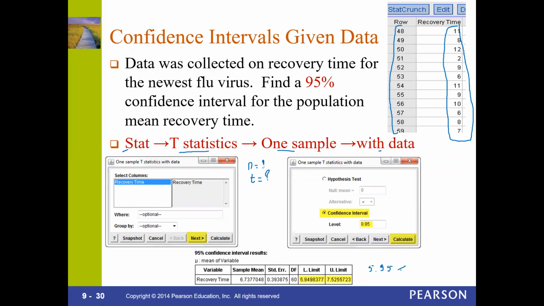5.95 less than mu less than 7.53. That means I'm 95% confident that the true value of the population mean is between 5.95 and 7.53. Even though I don't know the value, I'm 95% confident about it. That means 5% I'm not confident about.